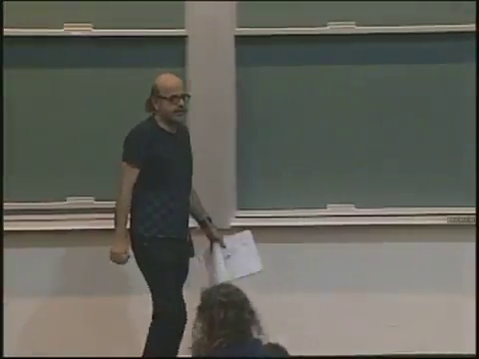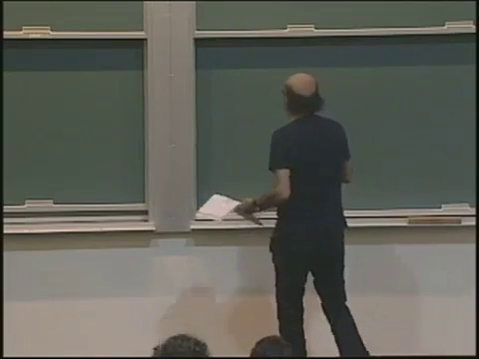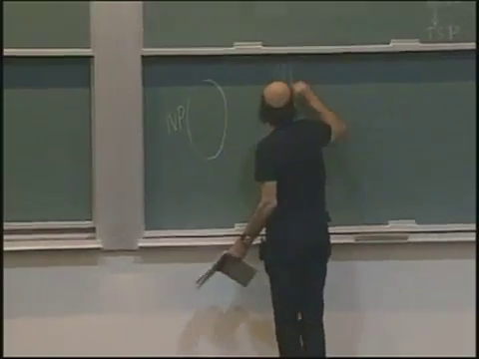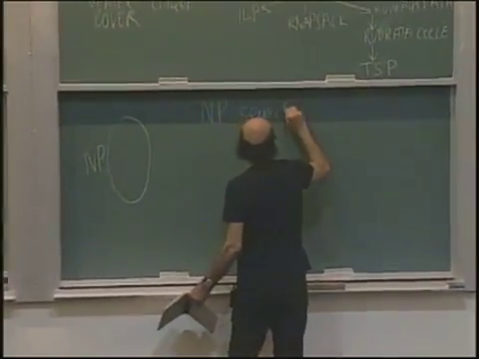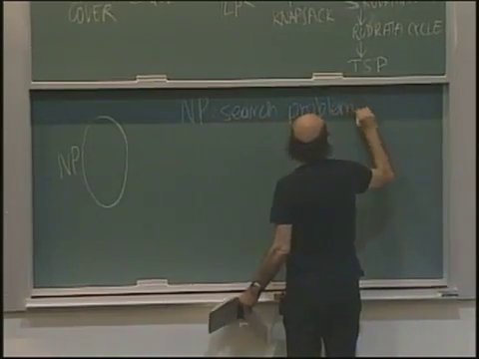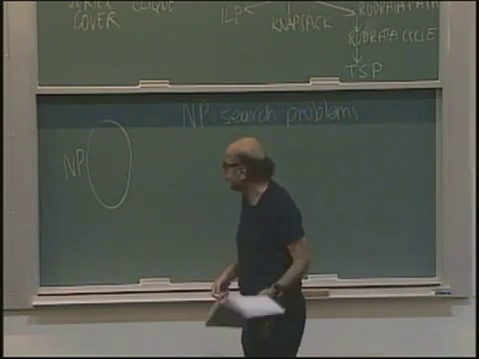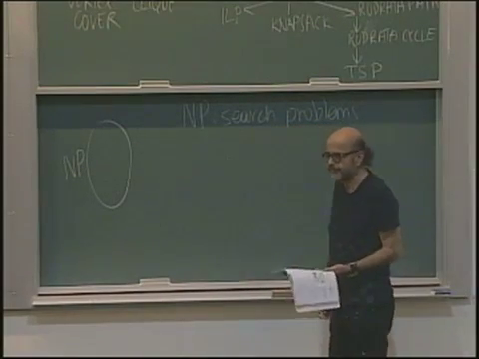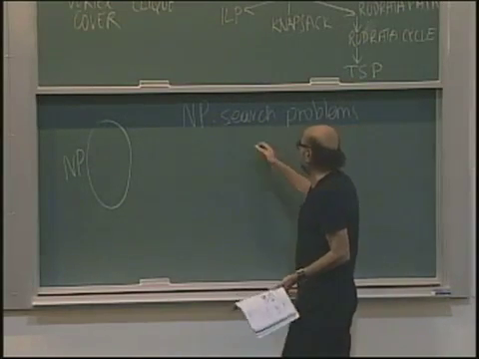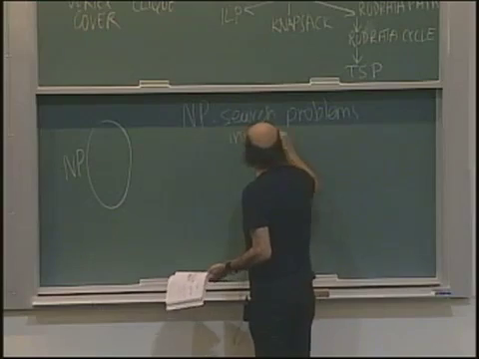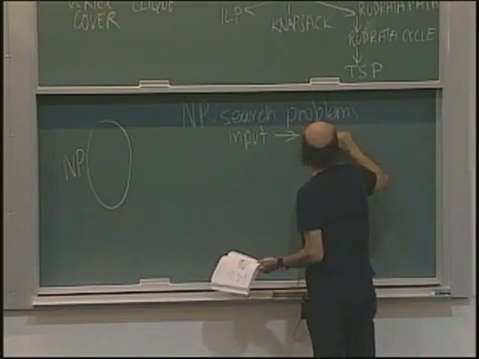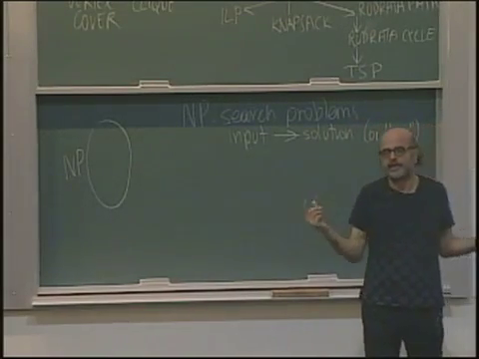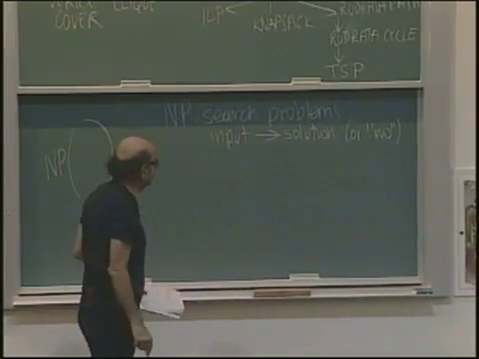So let's remember what we talked about last time. We talked about P and NP. That's NP. Search problems. What is a search problem? In a search problem, you are given an input and you want a solution, or an answer that says, sorry, there is no solution.